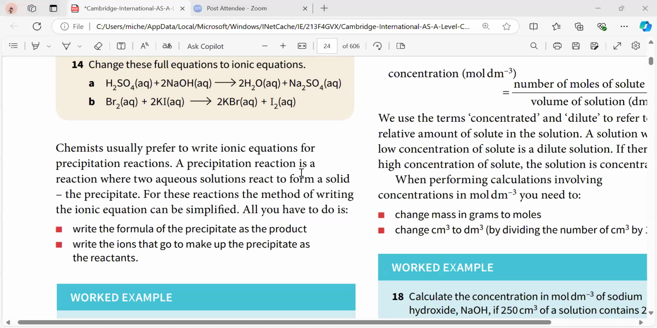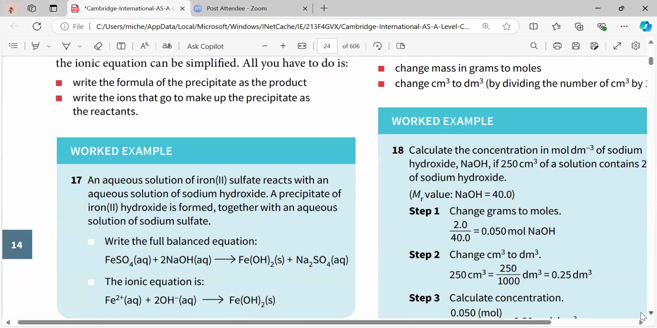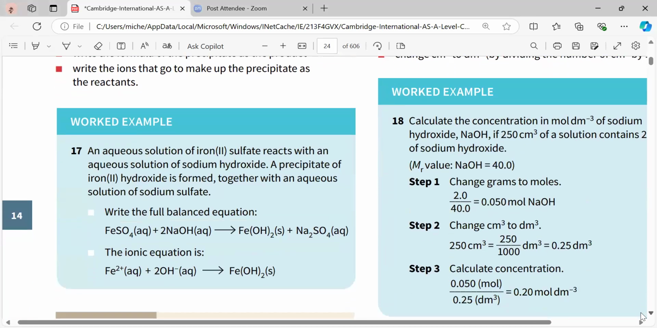So a precipitating reaction is a reaction where two aqueous solutions react to form a solid, a precipitate. This is a unique reaction. For this equation, the method of writing the ionic equation can be simplified. All you have to do is write the formula of the precipitate as the product, and then write the ions that go to make up the precipitate as the reactants. It's kind of confusing, so we're just going to look at the worked example right here.